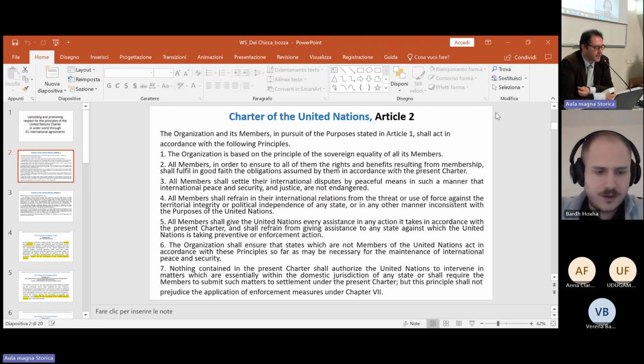Think also, for example, of paragraph 4: all members shall refrain in their international relations from the threat or use of force against the territorial integrity or political independence of any state, or in any other manner inconsistent with the purposes of the United Nations. This is the rule that I mentioned just before, Article 2, paragraph 4, the prohibition of the use of force and of the threat of force. Okay.